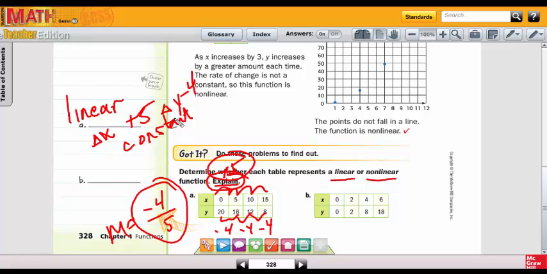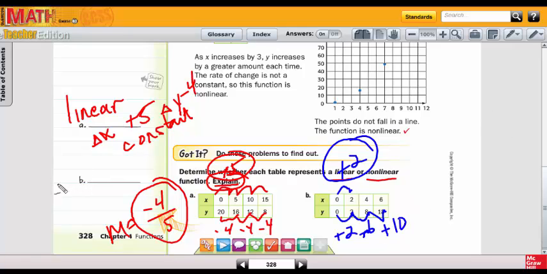Now let's take a look at letter B. From 0 to 2 is plus 2. 2 to 4 is plus 2. 4 to 6 is plus 2. So we have a plus 2 in this case, in the x values, the inputs. For the y values, the outputs, we have plus 2 from 0 to 2. But from 2 to 8, we have a plus 6. And from 8 to 18, we have a plus 10.